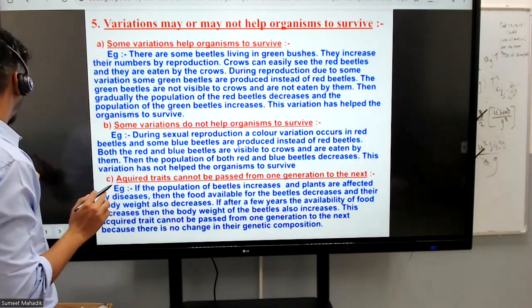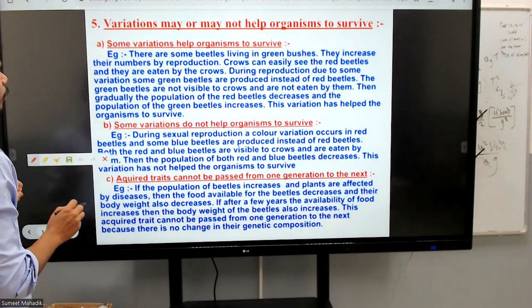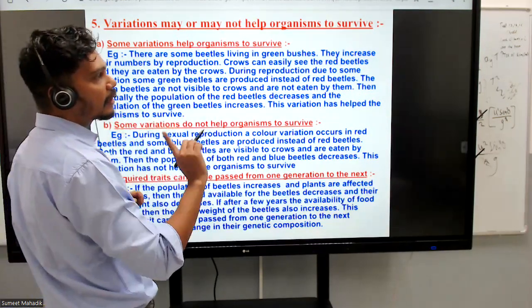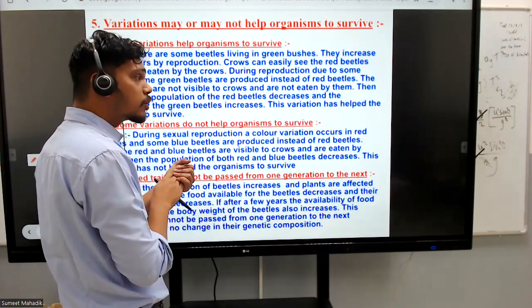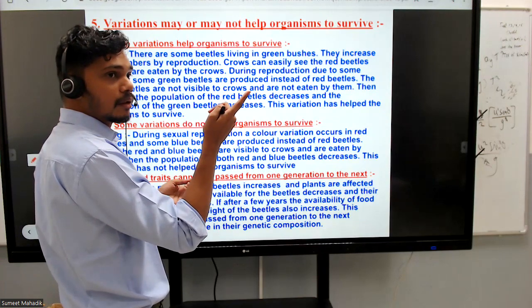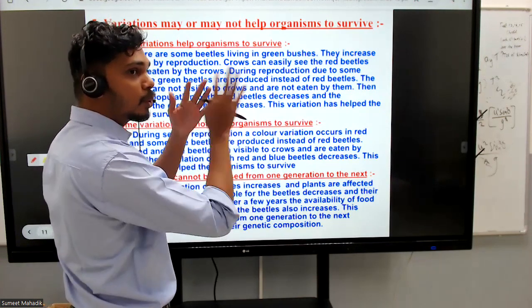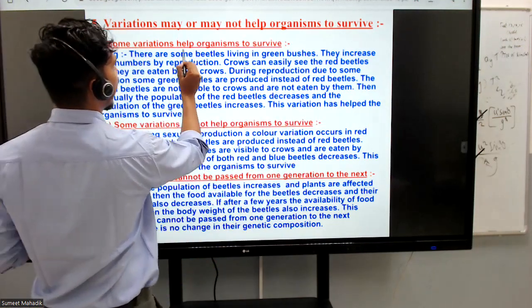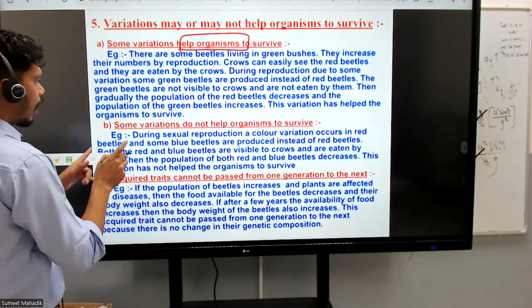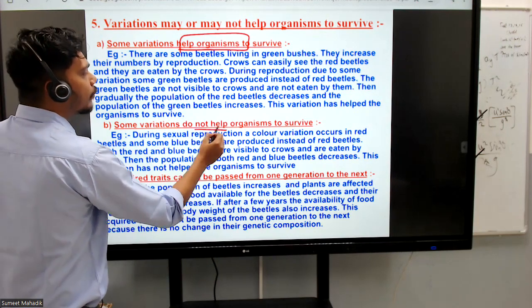But there is a problem. What is the problem now? The problem is not for the beetle. The problem is for the green bushes right now. But who solved the problem? The beetles. Now they have changed from red to green, so they can hide themselves. The crow is not able to eat them. So this variation helps. Now, some variations do not help.